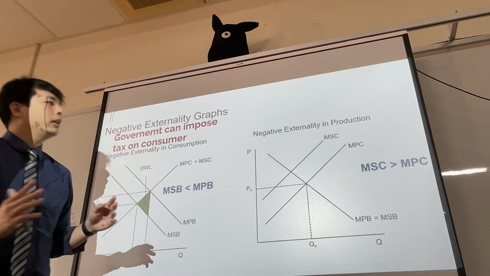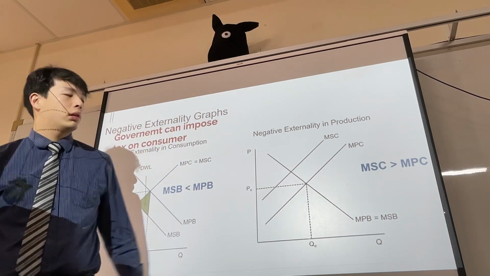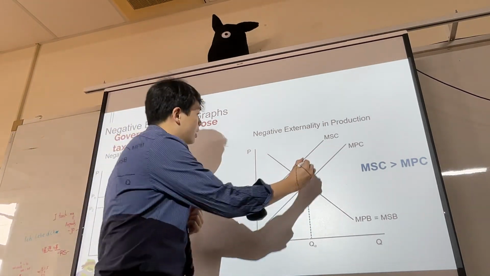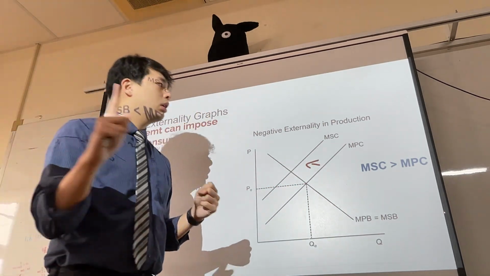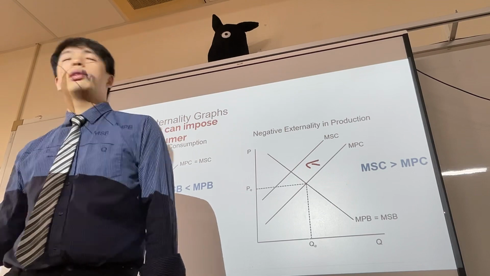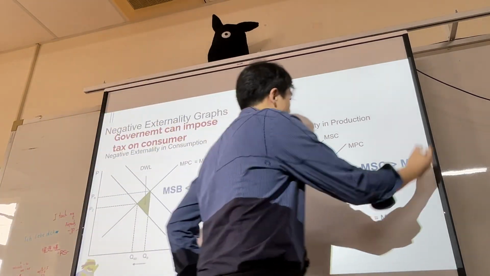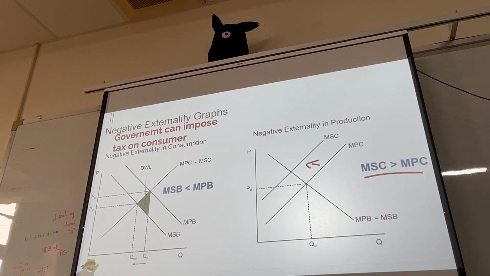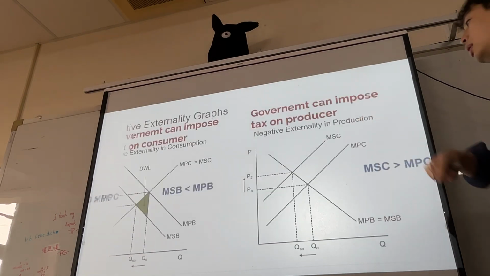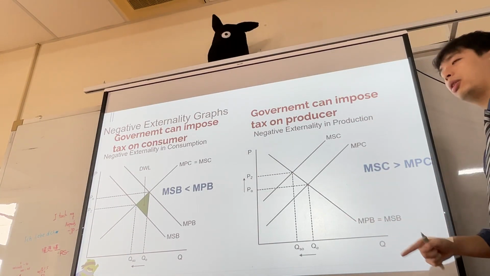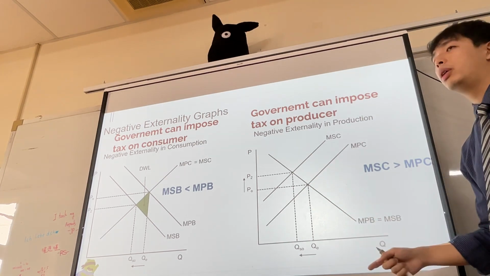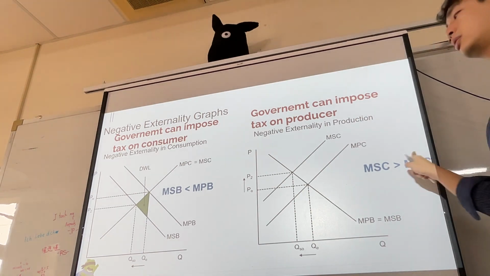Now, in negative production, well, turn around, okay? Your MSC now goes to the left this time. And then, don't forget, your cost. Whenever your cost is on the left, that is greater. So your MSC is greater than your MPC. And the price goes up, and then the quantity goes low, goes down, right? And then the deadweight loss, where is the deadweight loss? Right there.